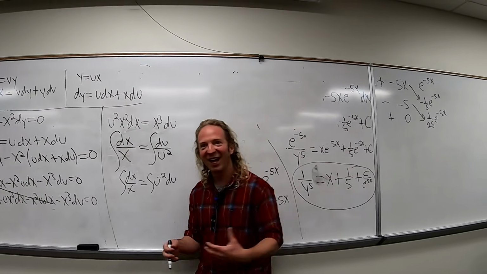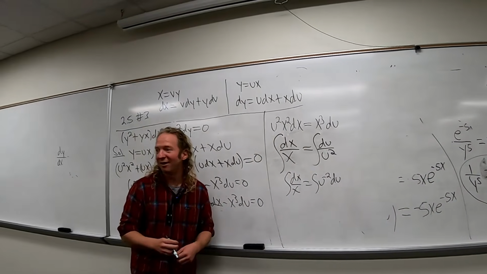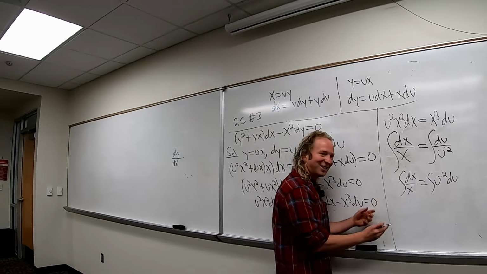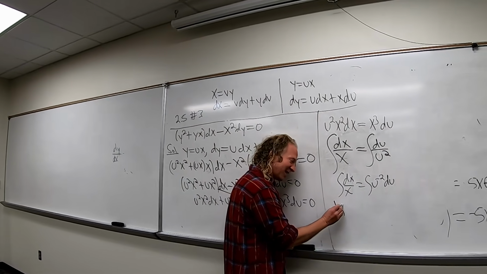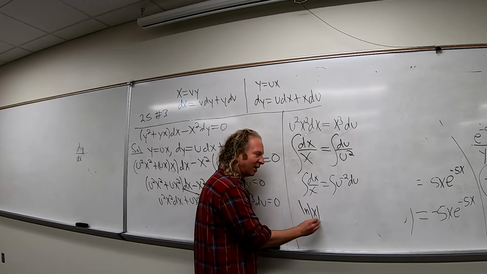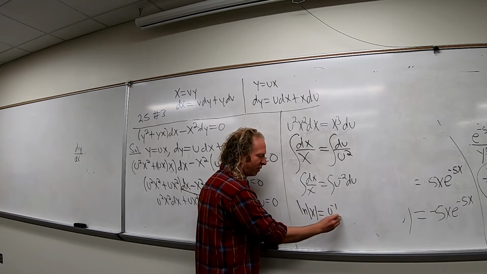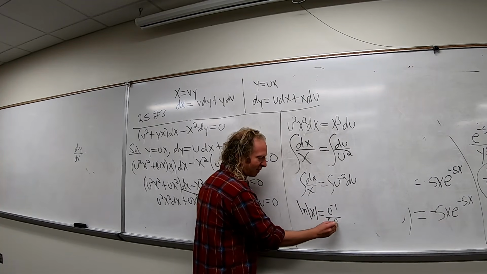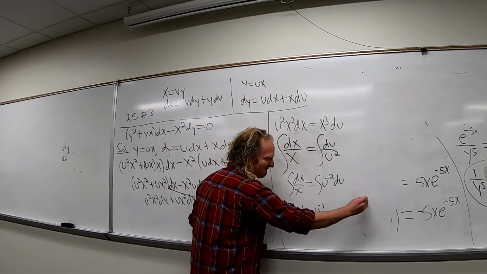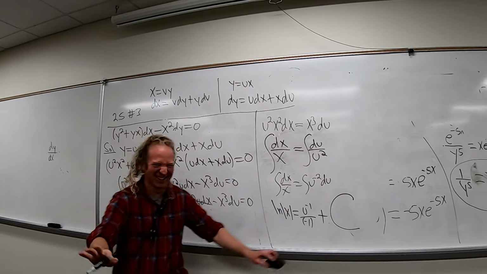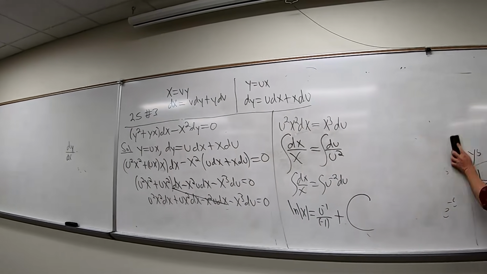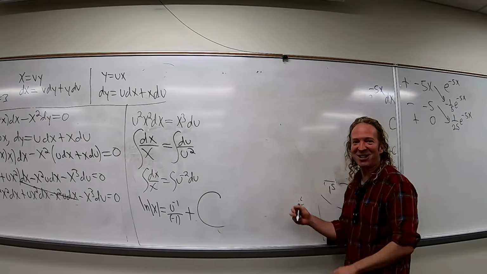This is not so bad. That's because you're helping me, right? So this is going to be ln absolute value of x equals u to the negative 1. Well, you still can add it on the other side. Plus c. You can just add it on one side.